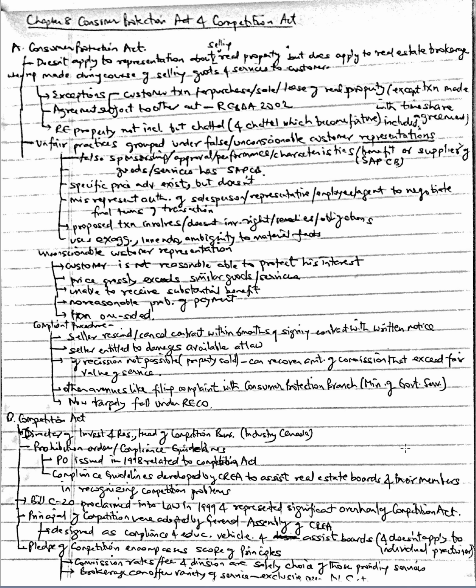A misrepresentation of the authority of a salesperson, representative, employee, or agent to negotiate the final terms of a proposed transaction, and that the proposed transaction involves or does not involve rights, remedies, or obligations if the representation is false or misleading. It also uses exaggeration, innuendo, and ambiguity as to a material fact, and fails to state a material fact if such use or failure deceives or tends to deceive, or misrepresents the purpose or intent of any solicitation of or any communication with the consumer.